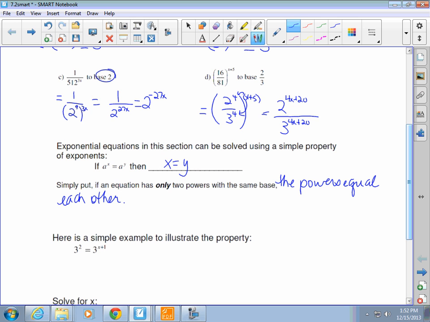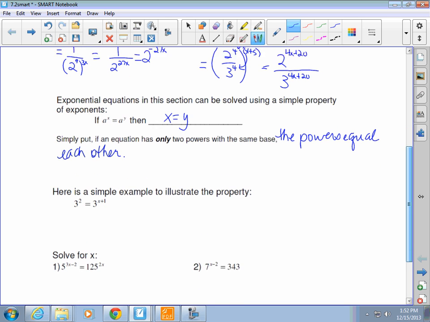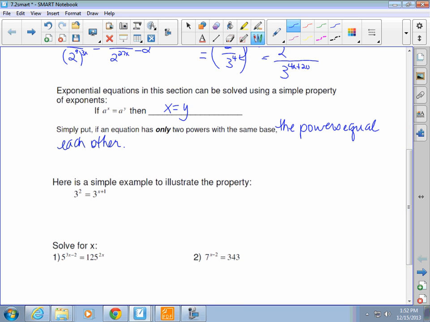Here's a simple example to illustrate this property. If I have 3 squared is equal to 3 to the power of x plus 1, then my bases are the same, so I can just drop them. Then I have 2 is equal to x plus 1. I subtract 1, and 1 is equal to x.